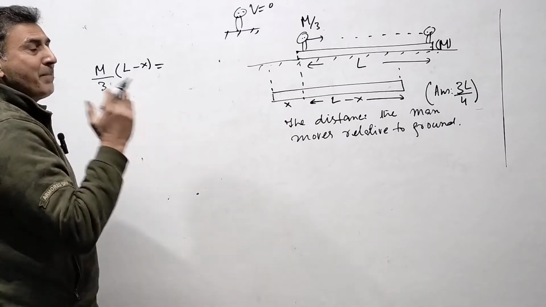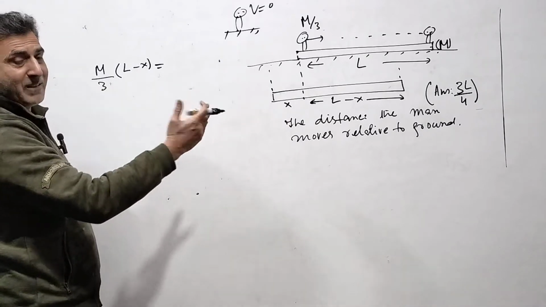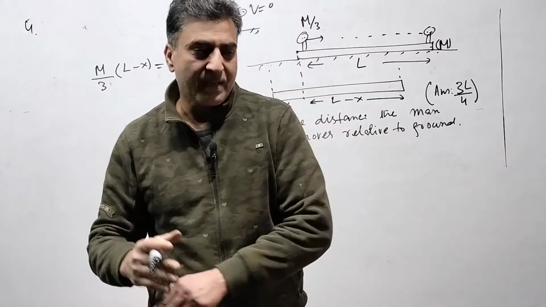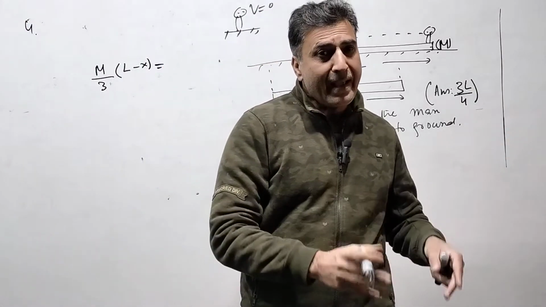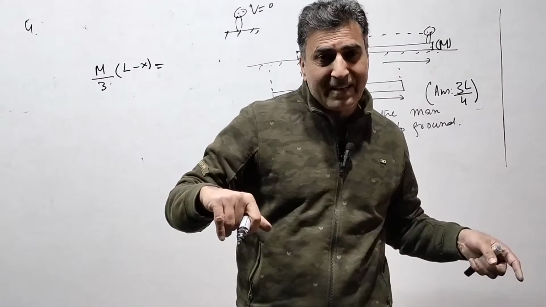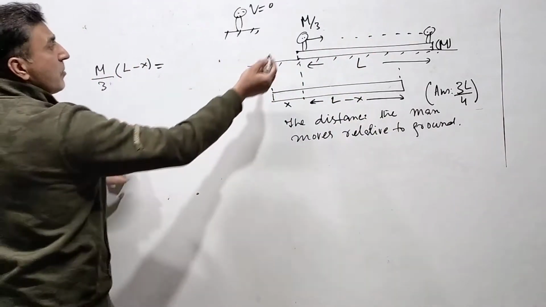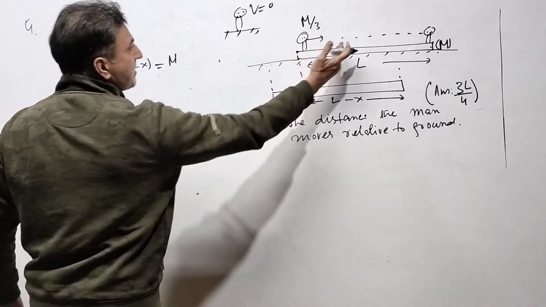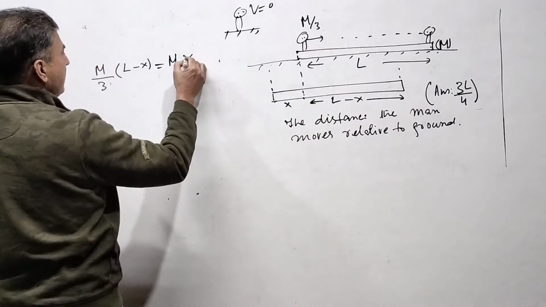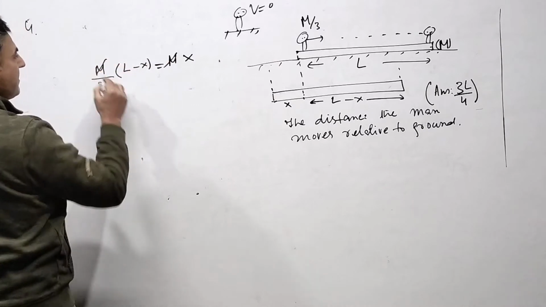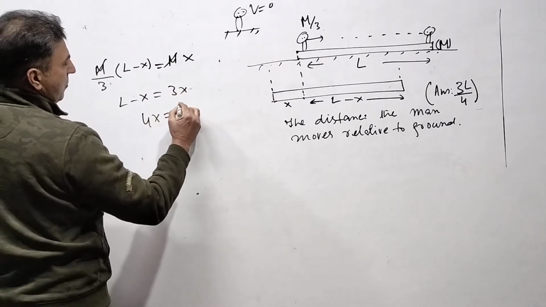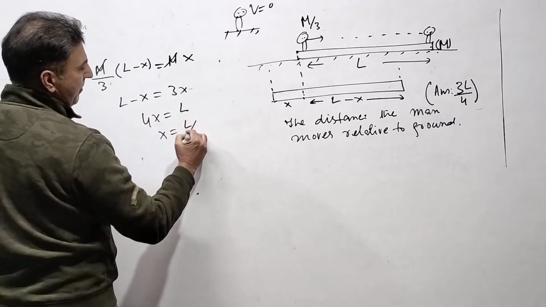Center of mass taken by the plank in the backward direction should be equal, because the center of mass has to remain at rest. जितना man ने center of mass system का आगे लिया, उतना ही जो plank है center of mass of the system पीछे ले जाना चाहिए. So it is equal to m into this x, because the plank goes back in the x direction. Okay, so m gets cancelled. L minus x is equal to 3x. 4x is equal to L. x is equal to L by 4.